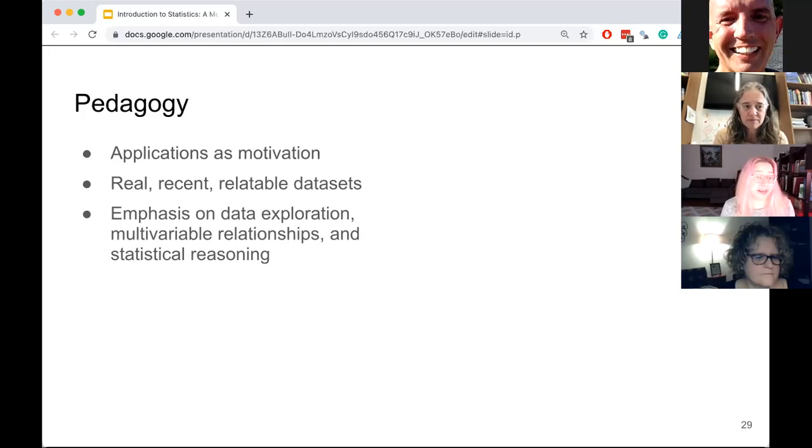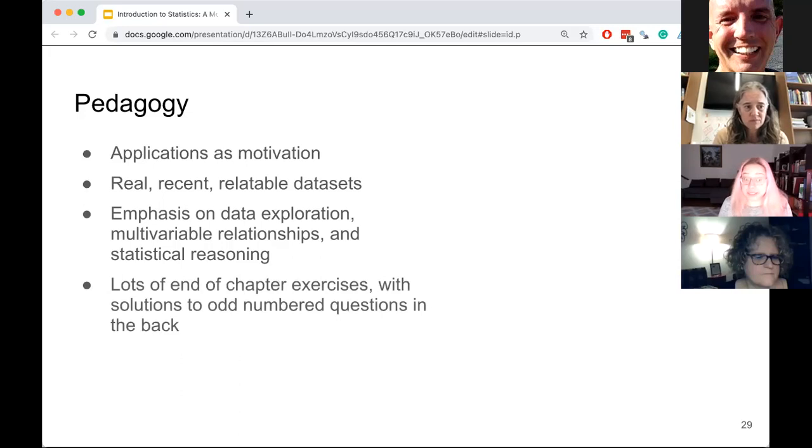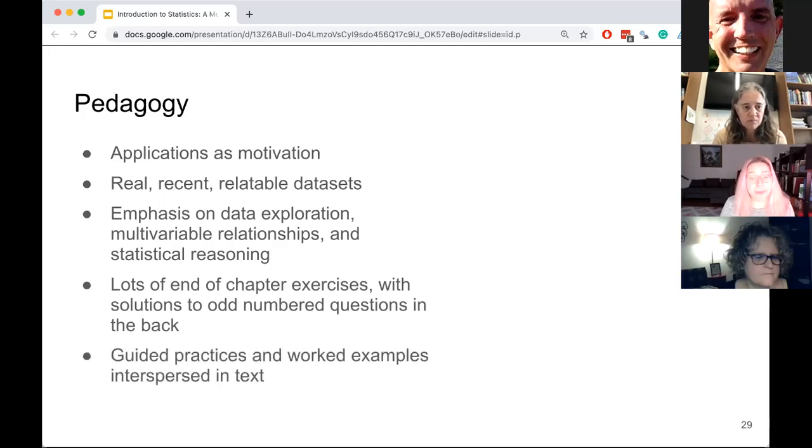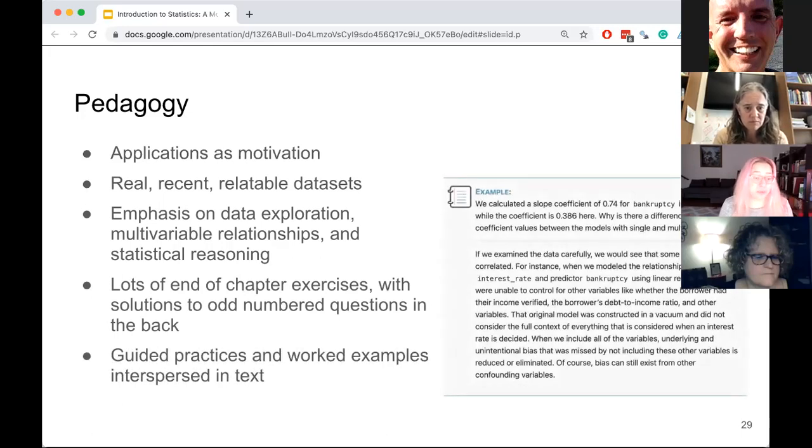There's an emphasis on data exploration, as I said, and also an emphasis on multivariate relationships and on statistical reasoning throughout the entire book. So instead of saying, in this situation, you always must do this method, we always try to walk the students through how you might decide to do A, B, or C. Lots and lots of end of chapter exercises, as I said, with solutions to odd numbered questions in the back of the book, but also lots of guided practices and worked examples interspersed in the text. So you'll see these example boxes where we have a question and then the answer underneath it. So students are constantly exposed to sample good answers.